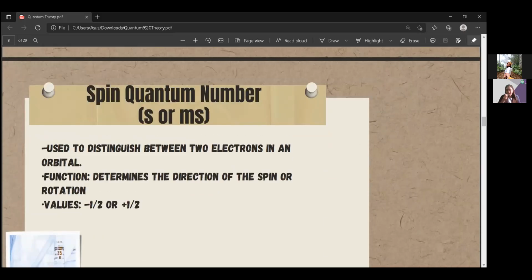The last one is spin quantum number, or s or ms. It is used to distinguish between two electrons in an orbital. Its function is to determine the direction of the spin or rotation. It has the value of -1/2 or +1/2.